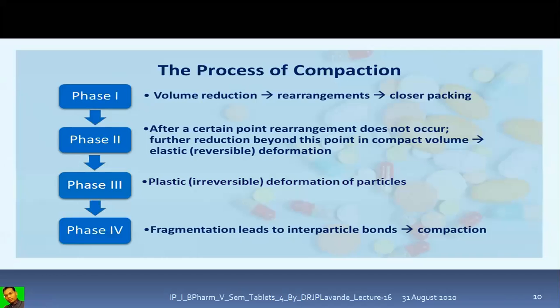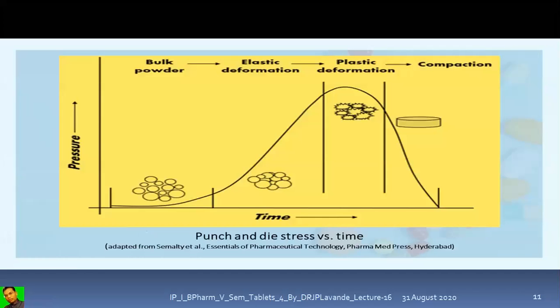Phase 1 is volume reduction, which leads to closer packing. Phase 2 is the elastic, reversible deformation stage. Phase 3 is the plastic, irreversible deformation stage. And phase 4 is the fragmentation stage, which leads to the formation of interparticulate bonds.